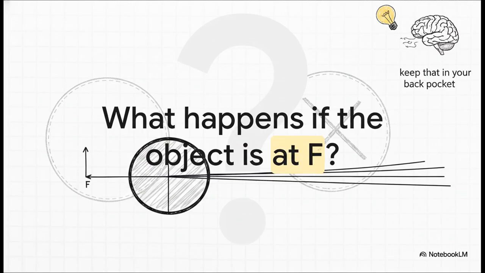Well, here's a classic IGCSE trap for you. When the object is exactly at the focal point, the rays emerge from the lens perfectly parallel to each other. And since parallel lines never meet, not forwards, not backwards, no image forms at all. Definitely keep that in your back pocket for those tricky multiple choice questions.